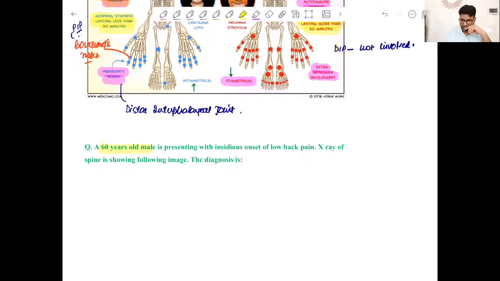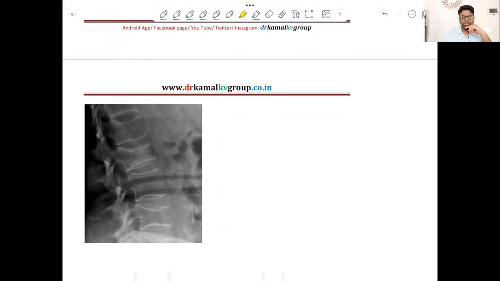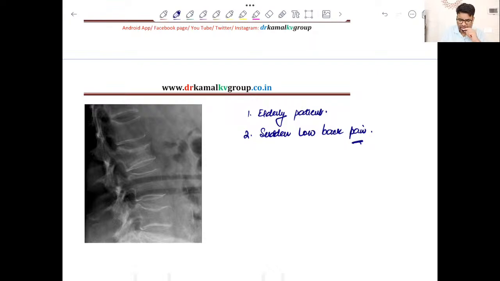Elderly patient has low back pain, right? So he developed sudden low back pain, and when you took an X-ray, this was the X-ray. So here, number one is elderly patient. Then sudden low back pain. And when you look at the X-ray, yes KK, you are absolutely right.